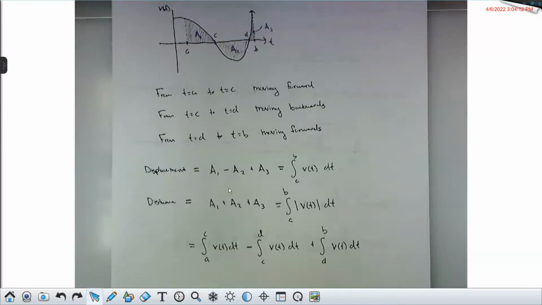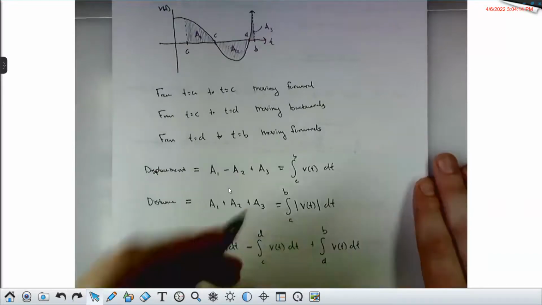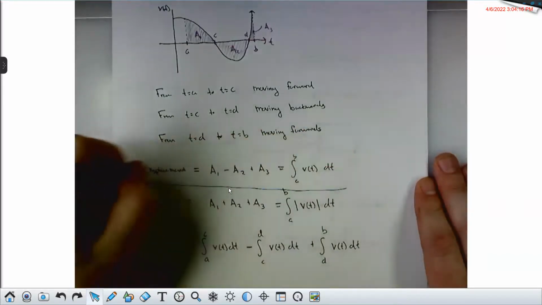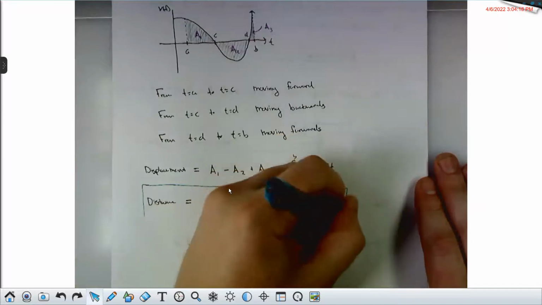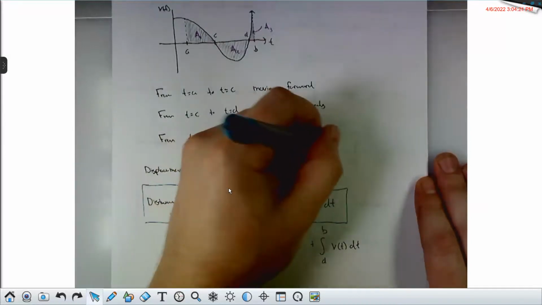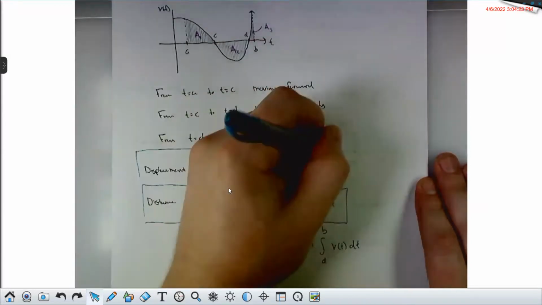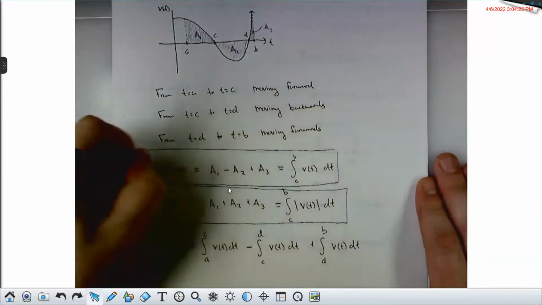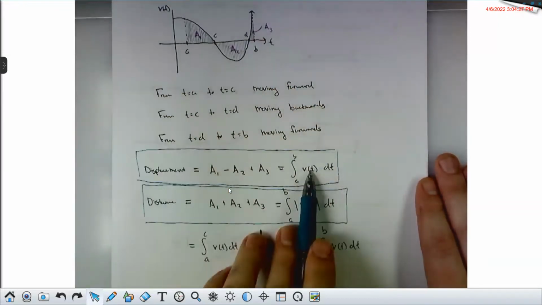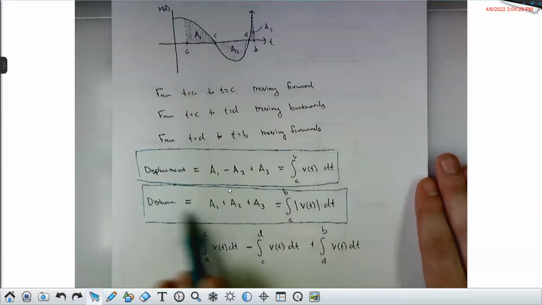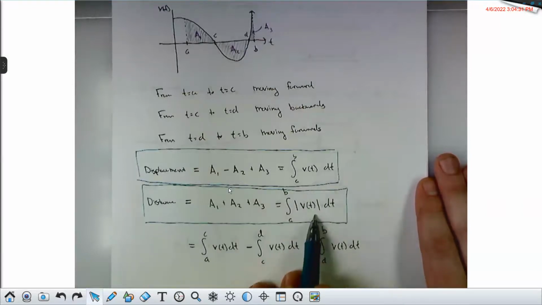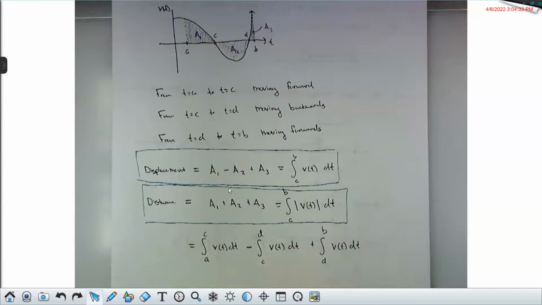Okay. So these you want to hold on to. Tuck them somewhere you remember. Displacement is the integral of velocity. Distance is the integral of the absolute value of velocity. Let's start gently.